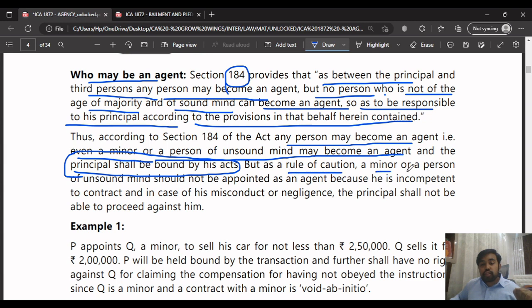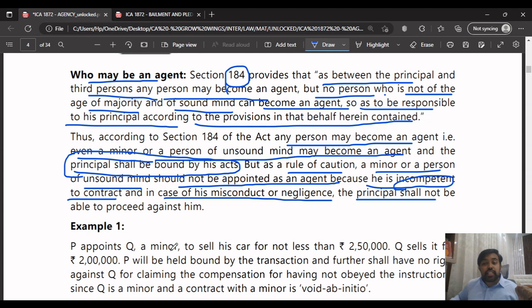So, as a rule of caution, a minor or a person of unsound mind should not be appointed as an agent because he is incompetent to contract, and in case of his misconduct and negligence, the principal shall not be able to proceed against him. This is very important. Even a minor and an unsound mind person can become an agent. Remember that. But the principal should not appoint them.